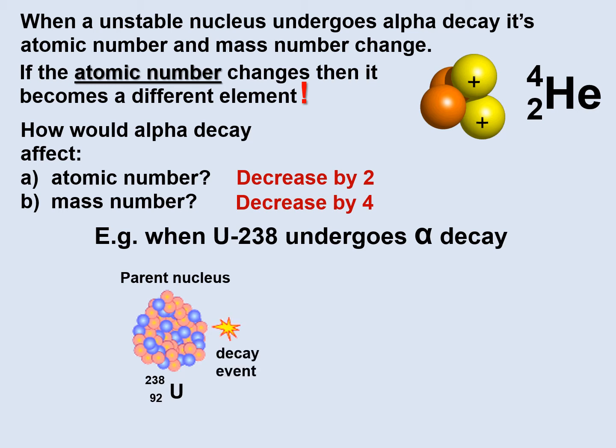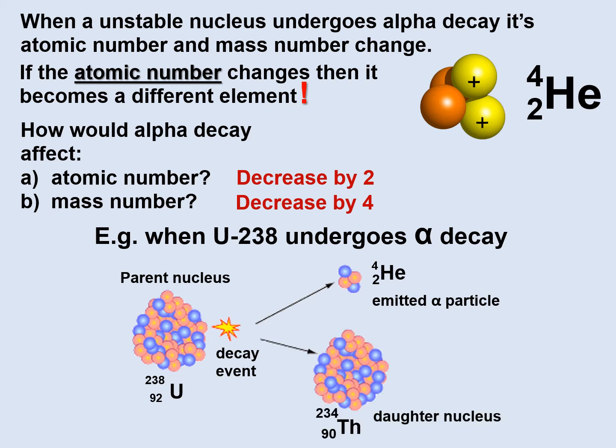There's a decay event going on, and an alpha particle is emitted. And then what we have there, and we refer to it as a daughter nucleus that's formed, we've got there thorium-234. And again, be really clear that the atomic number of thorium is 90, whereas the parent nucleus, the atomic number was 92. That's gone down by 2.